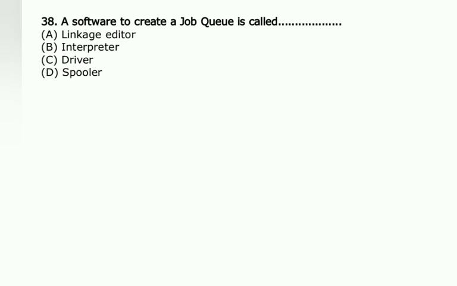Next, a software to create a job queue is called... So it is called a spooler. Actually, a spooler is software that manages sending jobs to the printer. When an application prints a document, the formatted output is stored on disk, and the print spooler feeds the print images to the printer in the background at a slower printing speed. Option B.